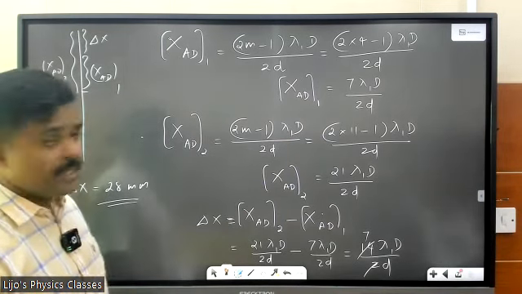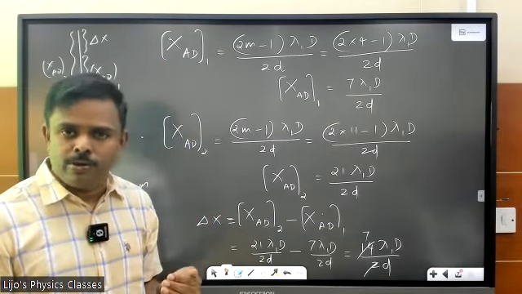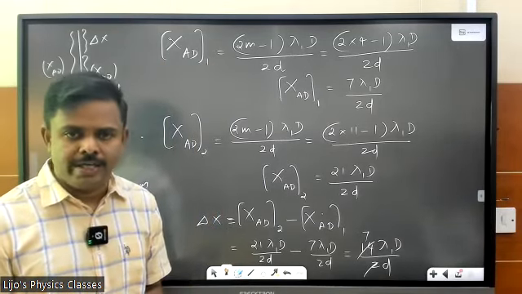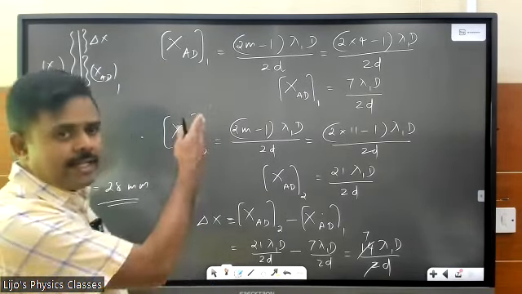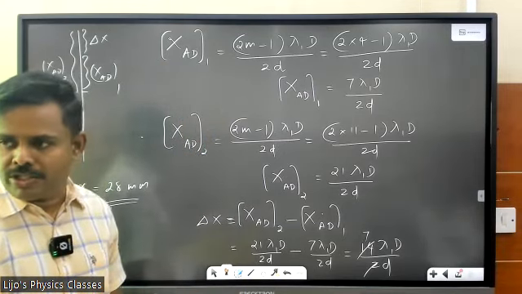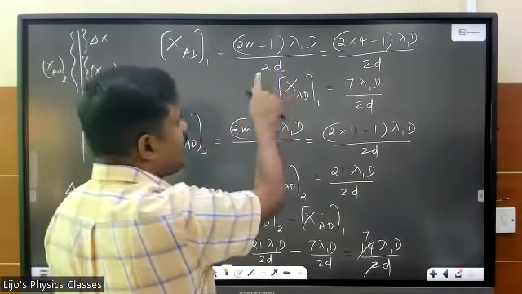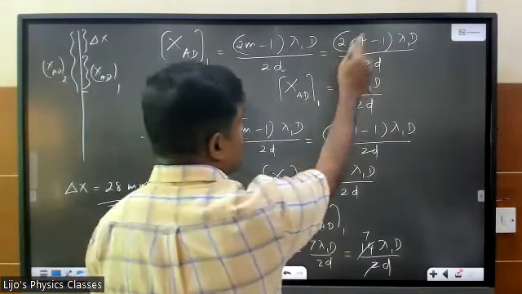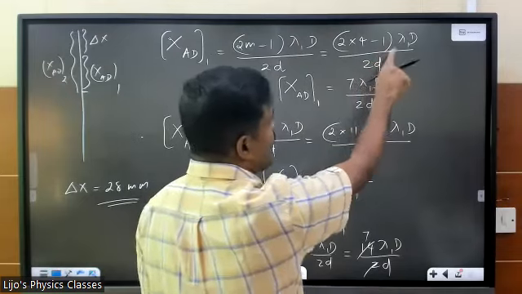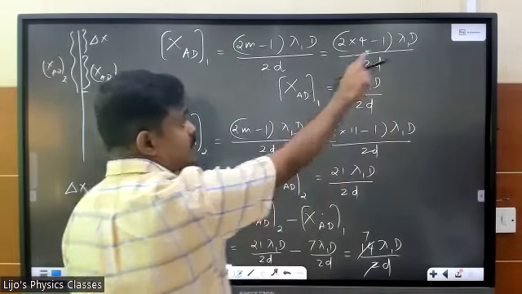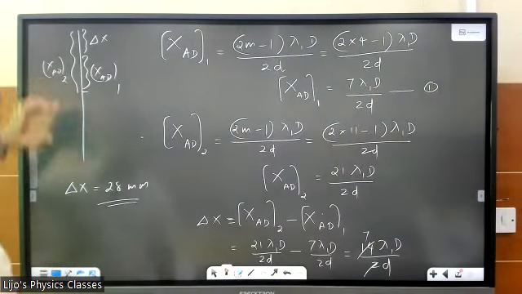I'll quickly revise that one more time. So distance to absolute darkness is found out how? You can use either 2m minus 1 into lambda 1 d by 2d or 2n minus 1 into lambda 2 by 2d. Use either m values or n values as you wish. So I'm finding distance to absolute darkness number 1: 2m minus 1 into lambda 1 by 2d. The first m value is 4, right? So 2 into 4 minus 1, that is 8 minus 1, 7 lambda 1 d by 2d. That is the distance to absolute darkness number 1.